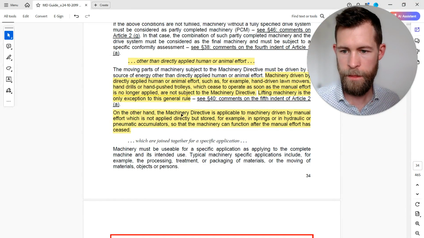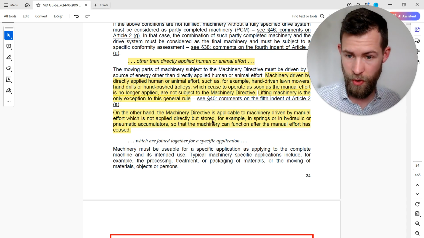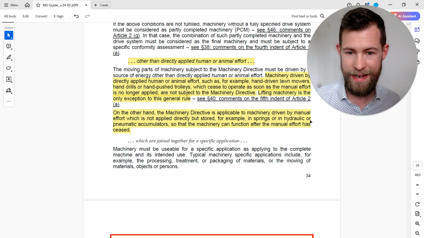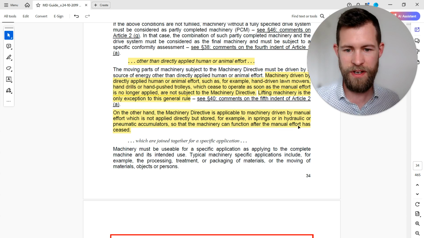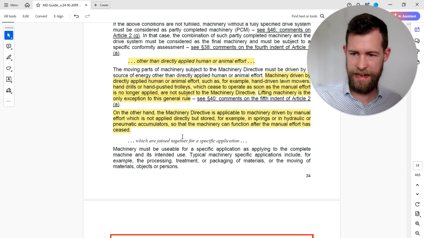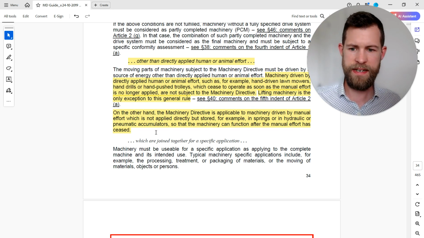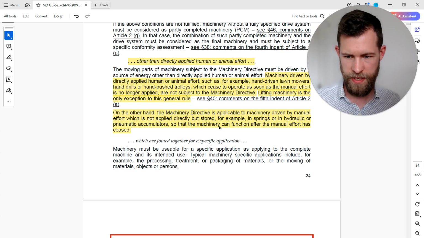So on the other hand, the Machinery Directive is applicable to machinery driven by manual effort which is not applied directly. So this is interesting, but stored, for example, in springs or in hydraulic or pneumatic accumulators, so that the machinery can function after the manual effort has ceased. Okay, so we actually have an example here of machinery where the energy is supplied by human effort, but it's stored and it is delayed. And because it's delayed in the likes of a spring or a hydraulic accumulator, it is actually classed as machinery. Okay, so there's a bit of a nuance there.